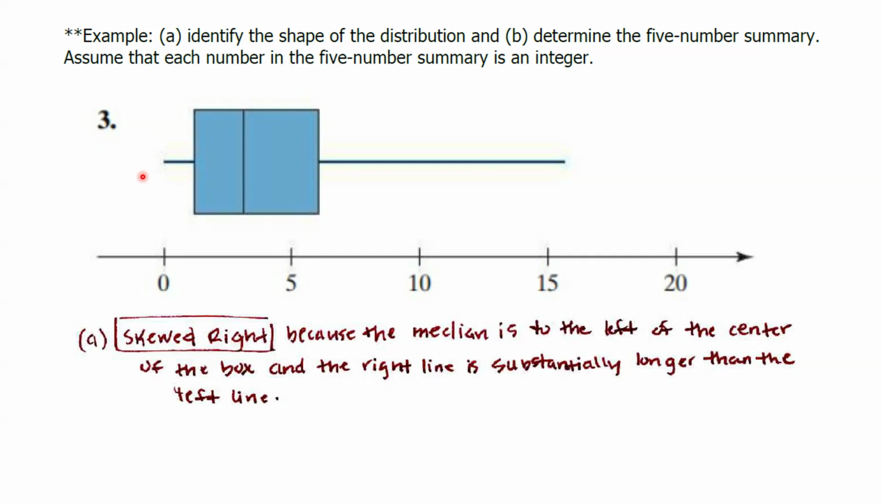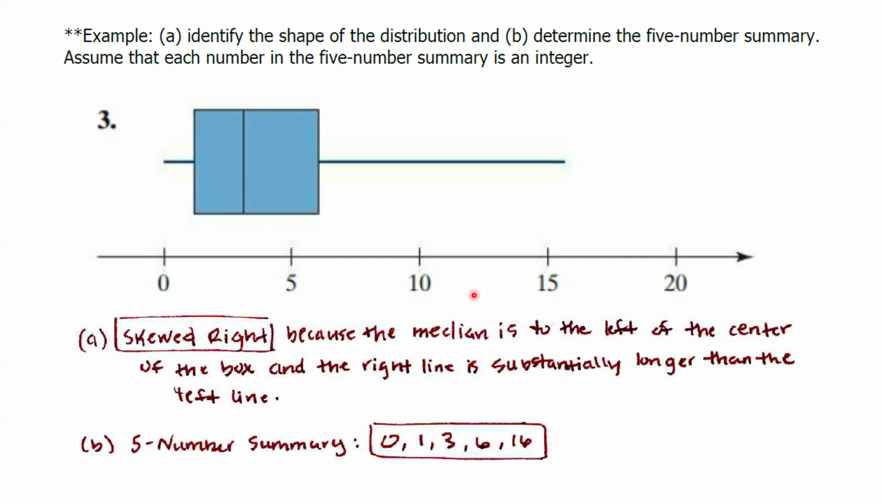Then our 5-number summary. All right, so we know our minimum value will be 0. Our maximum value, we would say, is 16. Our Q1 would be approximately 1, Q2 would approximately be 3, and Q3 would approximately be 6. So our 5-number summary would be 0, 1, 3, 6, and 16.